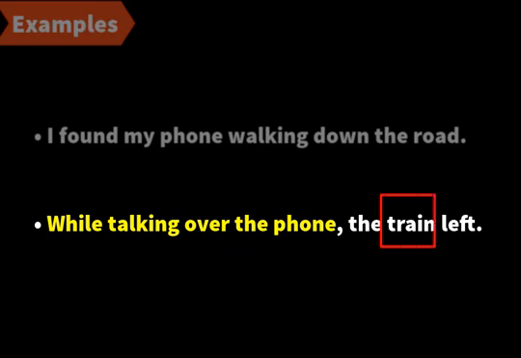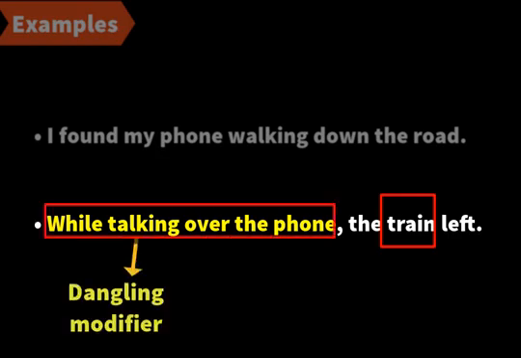The train is talking over the phone. Is it possible? No. So do we have the word that it can modify in the sentence? No. The sentence does not have anything that this modifying phrase can modify. All right. So this means we have a modifier, we have a doctor that does not have any patient to treat, right? So this is a case of a dangling modifier.